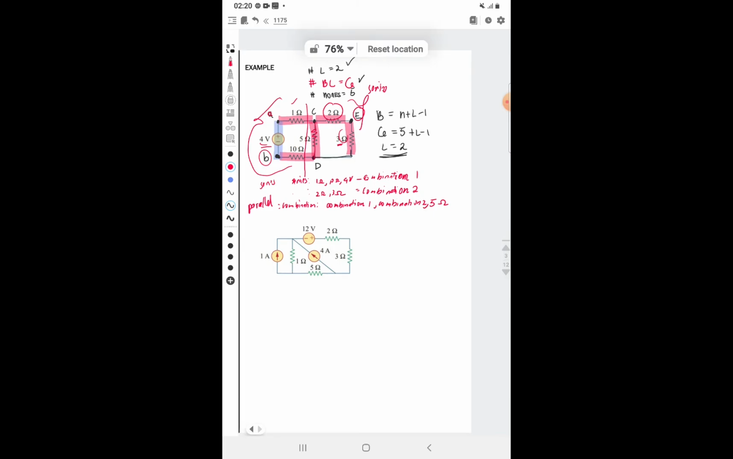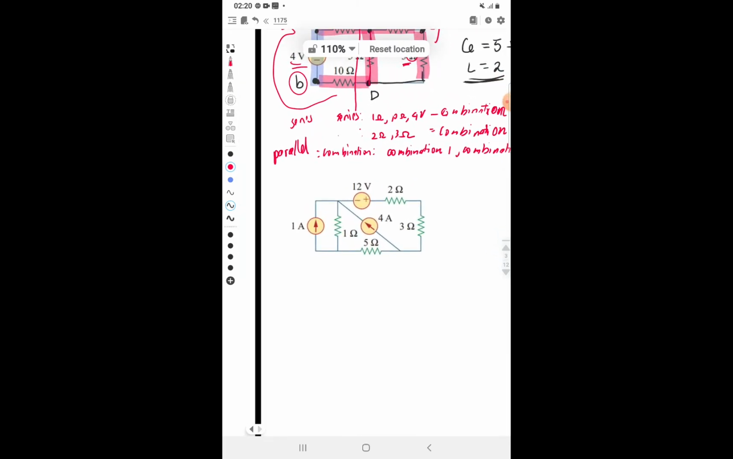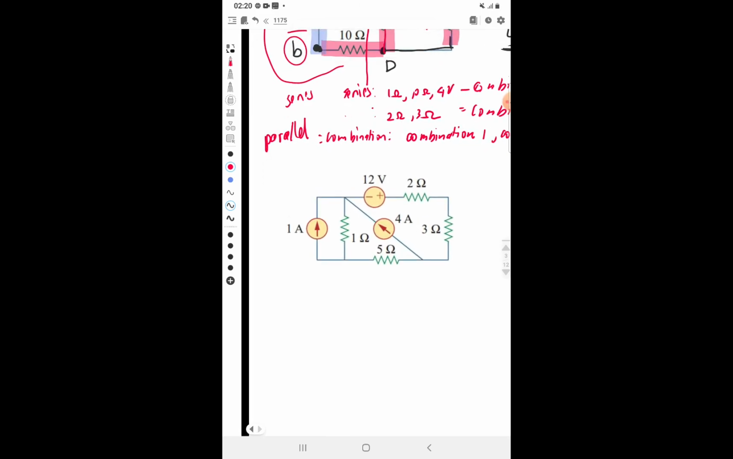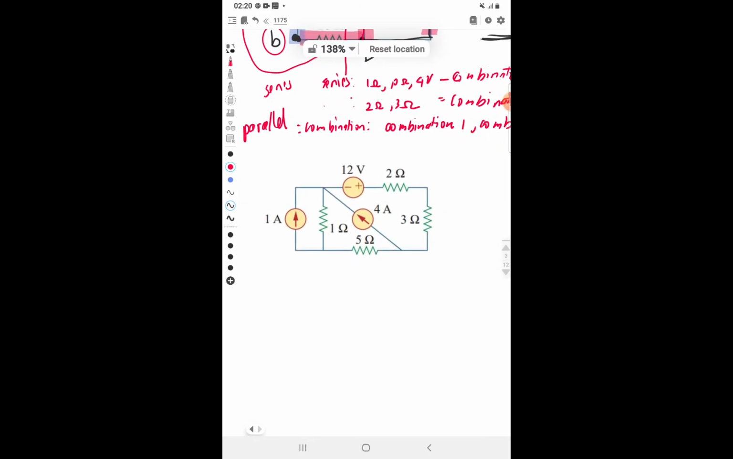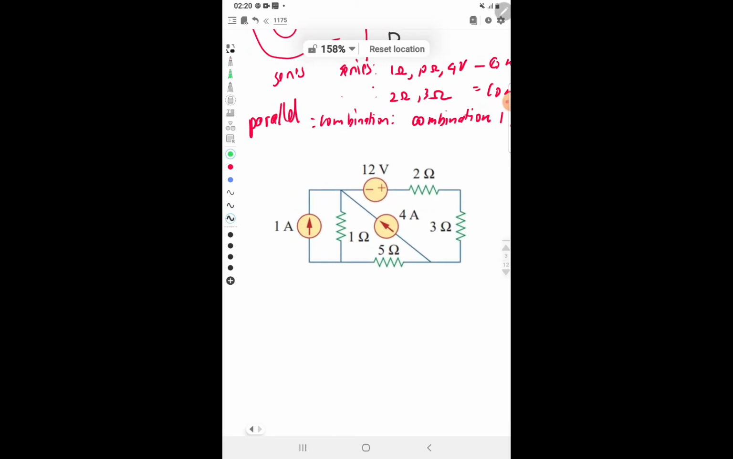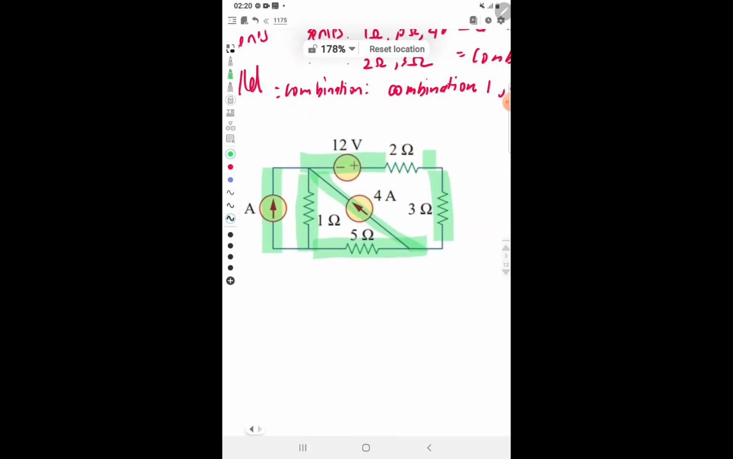Next, dito tayo sa another example. Let's have this circuit: 1 ampere, 4 ampere, 12 volts, 2 ohm, 1 ohm, 5 ohm, and 3 ohm. Okay? So as usual, first let us identify the elements. So we have our 1 ampere, 1 ohm, 4 ampere, 5 ohm, 12 volts, 2 ohm, and 3 ohm. So let's count. We have 1, 2, 1, 2, 3, 4, 5, 6, 7.